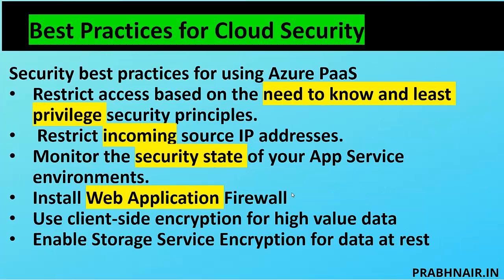Along with that, we have some other best practices, for example, restrict the access based on need to know and least privilege. You can restrict the incoming source IPs. You can regularly check your PaaS environment access from which IP, so you can restrict some set of IPs and all that. From the logs, you can monitor the security state of your app services and environment.